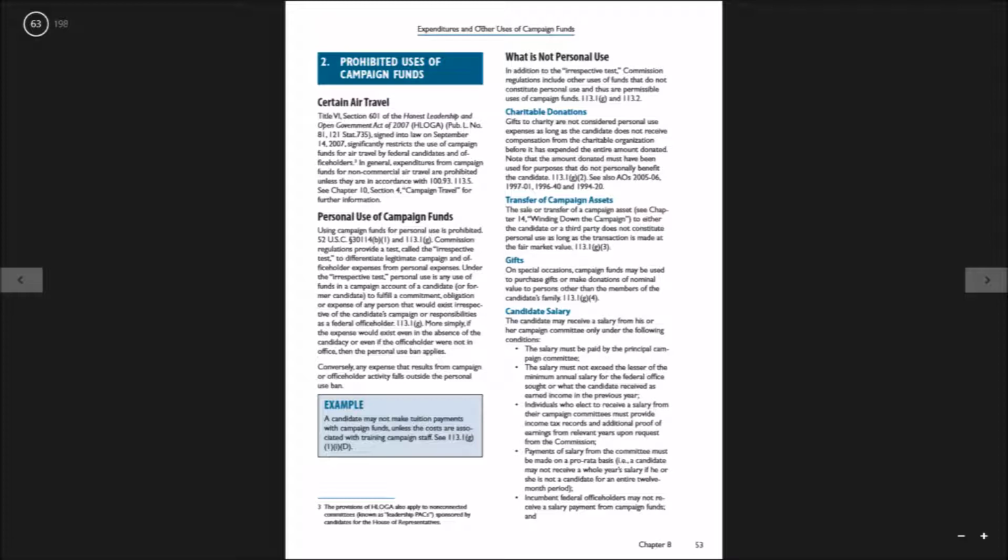More simply, if the expense would exist even in the absence of the candidacy, or even if the office holder were not in office, then the personal use ban applies. Conversely, any expense that results from campaign or office holder activity falls outside the personal use ban. Example: a candidate may not make tuition payments with campaign funds unless the costs are associated with training campaign staff. There's a footnote. The provisions of HLOGA also apply to non-connected committees, known as leadership PACs, sponsored by candidates for the House of Representatives.